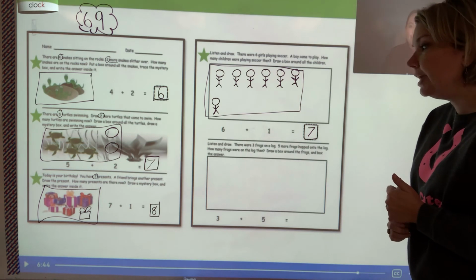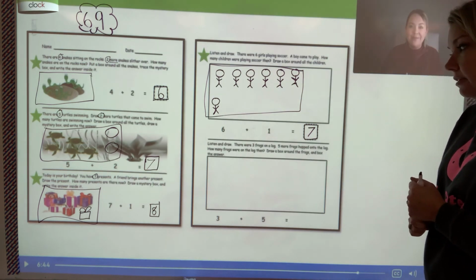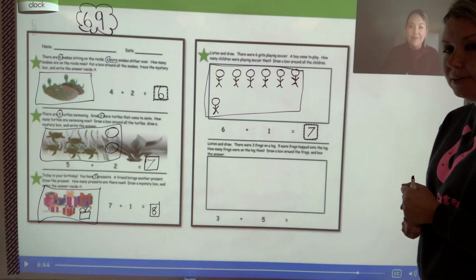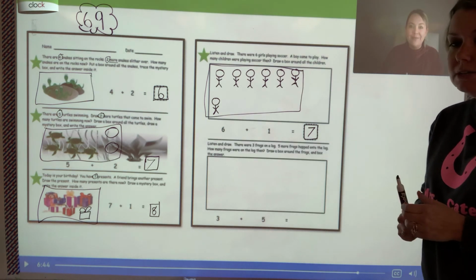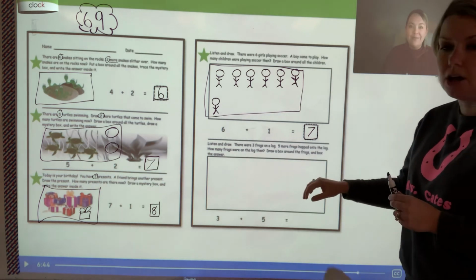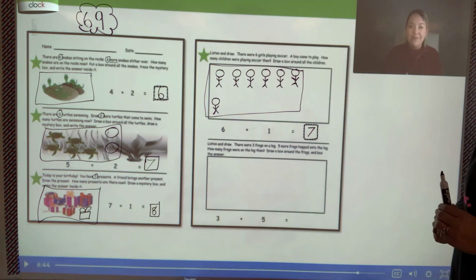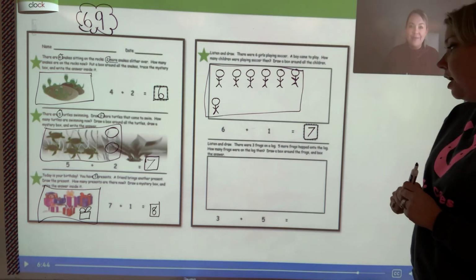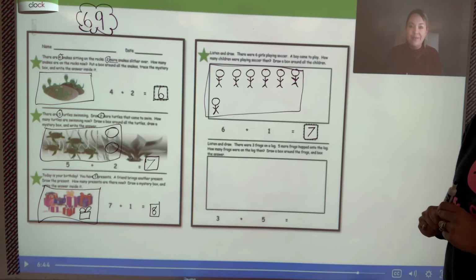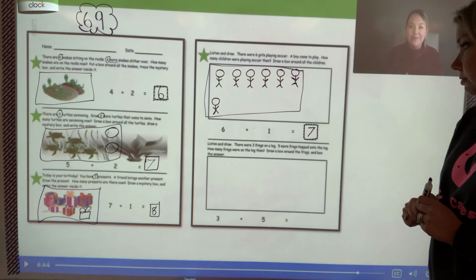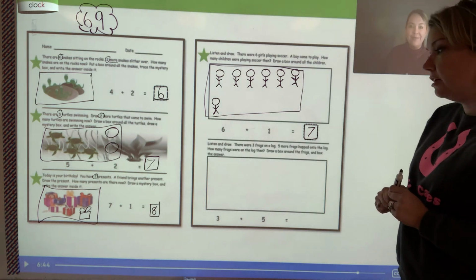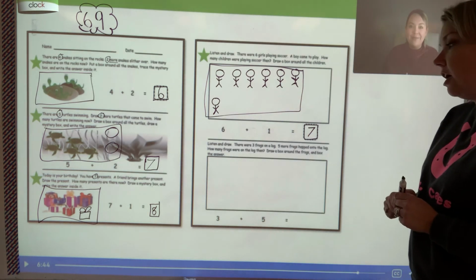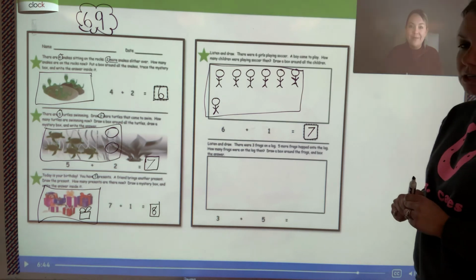There were 3 frogs on a log. Draw that as I read it. Draw it, Janya. There were 3 frogs on a log. 5 more frogs hopped onto the log. How many frogs were on the log then? Draw a box around the frogs and a mystery box for your answer.